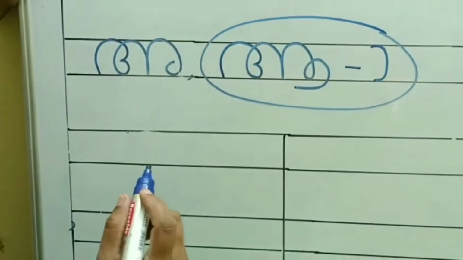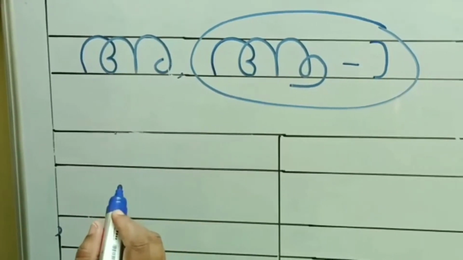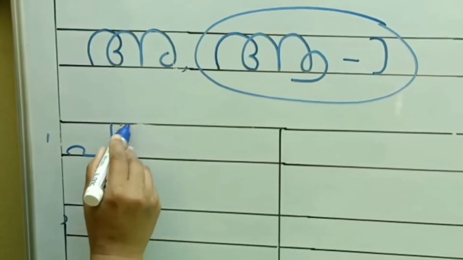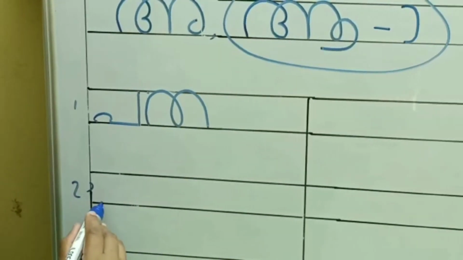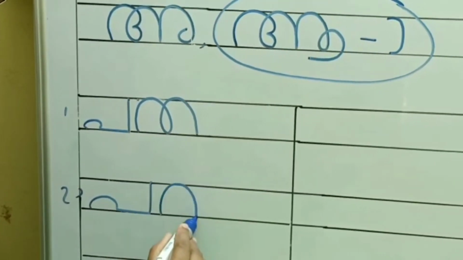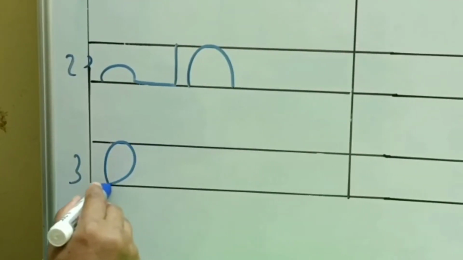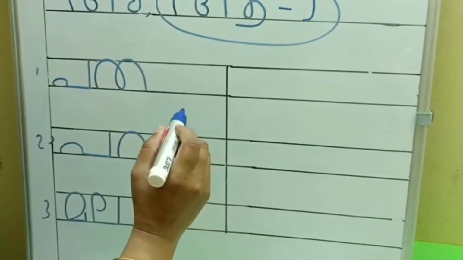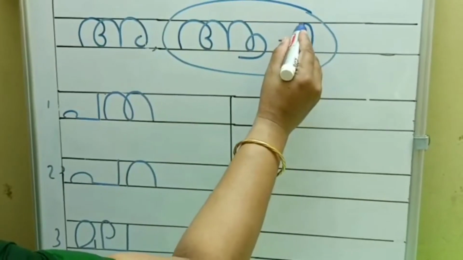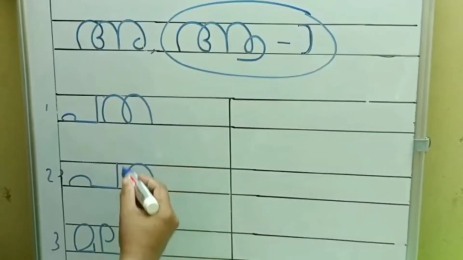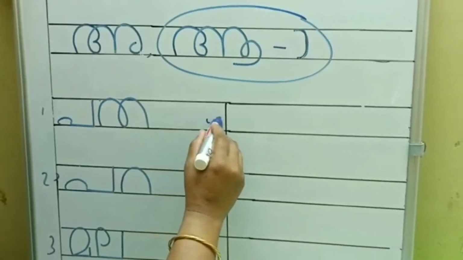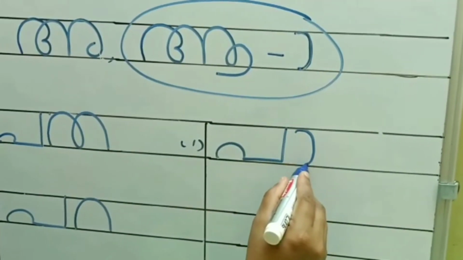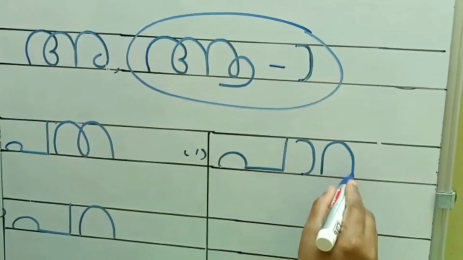In the first and second episode, we had learned the words Pada, Para, Mala. First one, Pada. Second word, Para. Third word, Mala. Okay. When we add the symbol to these words, first one, Pada. Symbol apply. Pada.